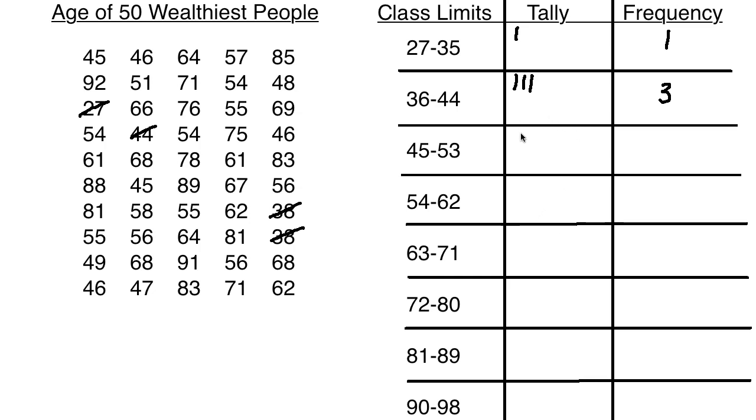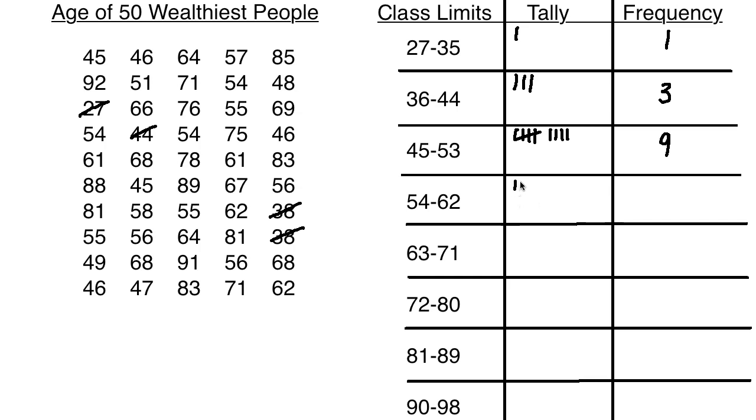So the correct answers here would be that you would have a total of 9 that were tallied up in this grouping right here. And then the next group that you had would be the largest one, and there's a total of 15 in that 54 to 62 range.